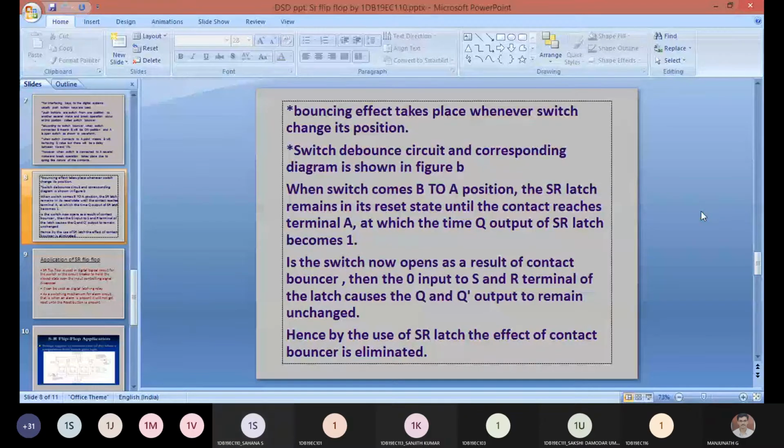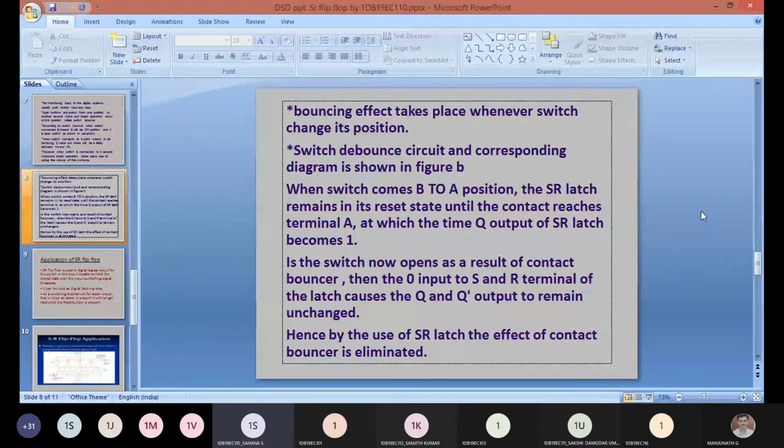Next, sir. A bouncing effect takes place whenever the switch changes its position. The switch debounce circuit and corresponding diagram are shown in figure B. When the switch comes from B to A position, the SR latch remains in its reset state until the contact reaches terminal A. At that time Q, the output of the SR latch, becomes 1.